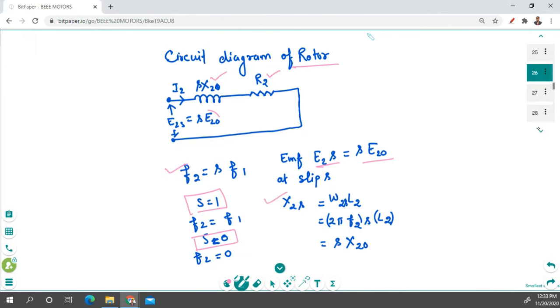Okay, then what is this inductance value right here? So inductance value can be represented by omega into L. So we can represent omega by 2 pi f into L2, and this is represented by S into X2. Okay, any doubt till now? Quickly give your response. Can we move further?